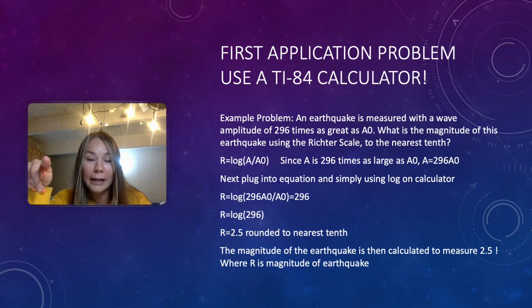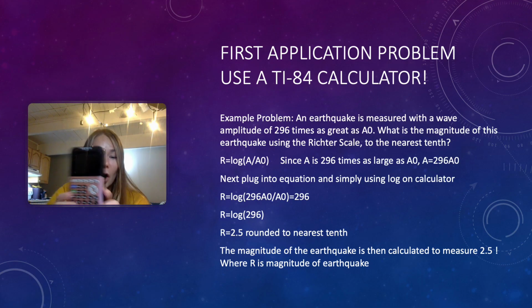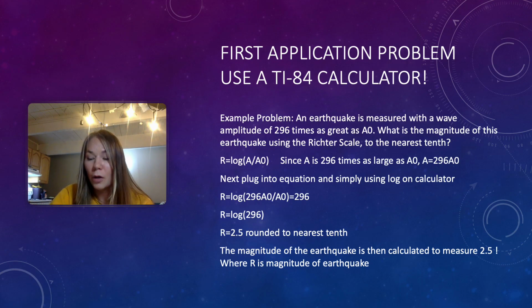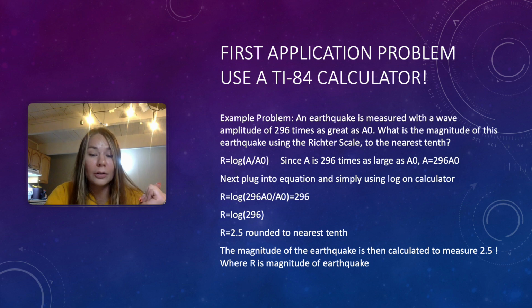You hit the log button, which is located on your TI-85 calculator. If you go on the left hand side, you'll see the logarithmic button. You hit log and then you hit 296, close your parentheses and hit equal. That will give you a measurement of 2.5, rounded to the nearest tenth. So we can say the magnitude of the earthquake is calculated to measure 2.5, where R is the magnitude of the earthquake.